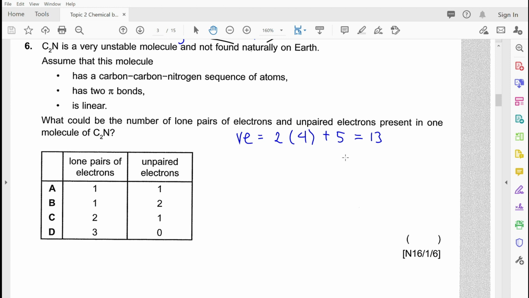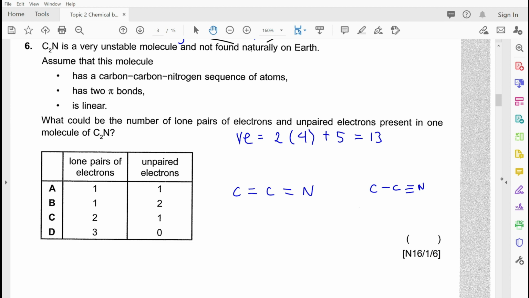Question 6. C2N. Assume that this molecule has a carbon-carbon-nitrogen sequence of atoms, 2 pi bonds, and is linear. 2 pi bonds can mean that this molecule has 2 double bonds or 1 triple bond. And it has a total of 13 valence electrons. So let's draw them out.